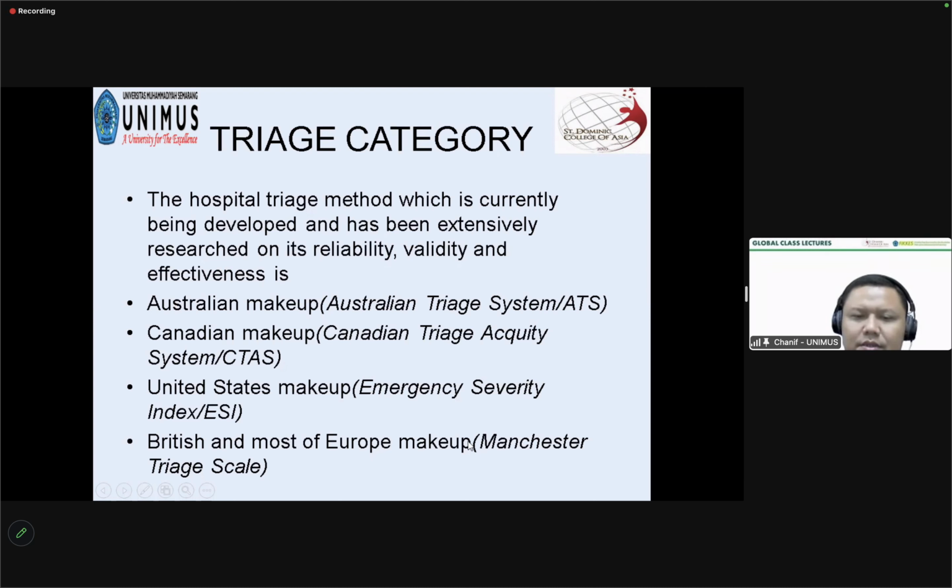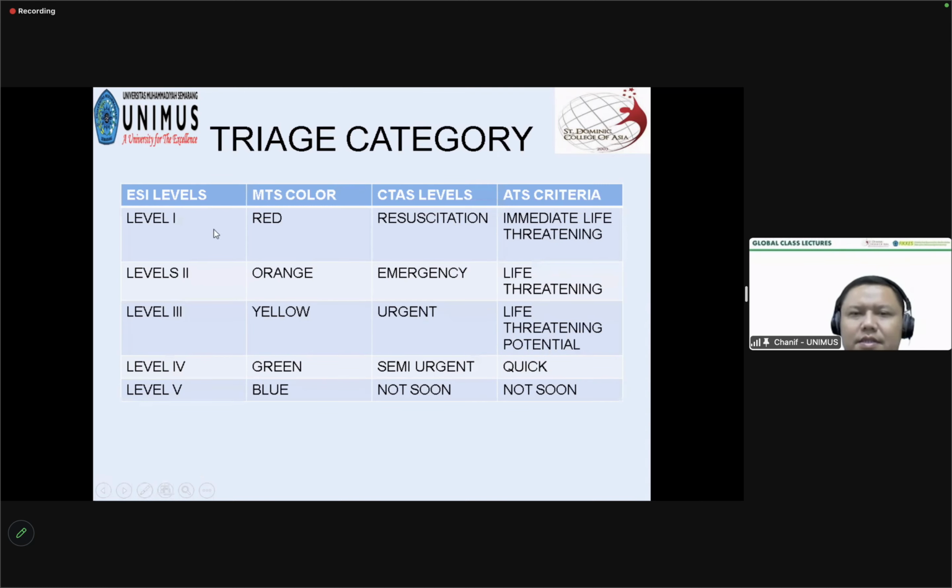Another one is from Europe, the Manchester Triage Scale. There is also another one from Korea, the Korean Triage Scale, and from Taiwan, the Taiwan Triage Scale, and a lot of models from other countries. It is the triage category based on the model of triage. For ESI, to decide we use levels: level 1, level 2, level 3, level 4, and level 5.